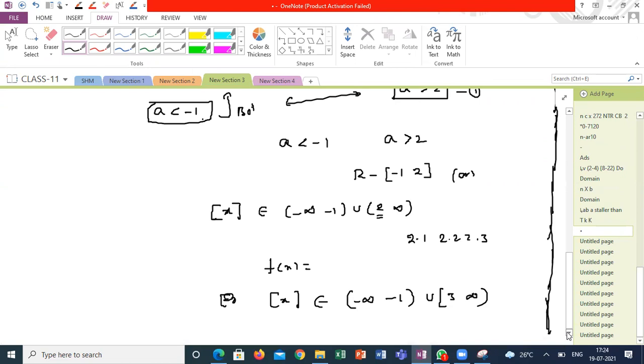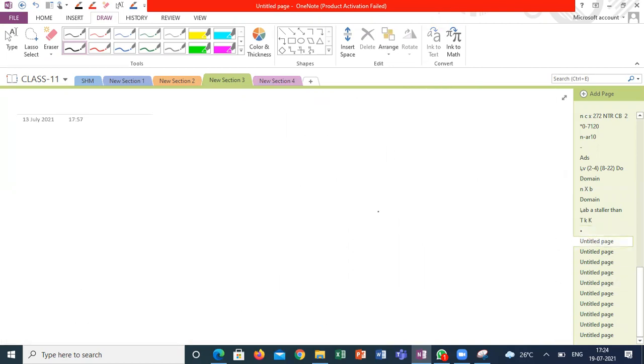Suppose if I am giving without root, what will happen? Suppose the same question, if I'm asking find the domain of 1 by x square minus x minus 2. Find the domain. How will you do this question?